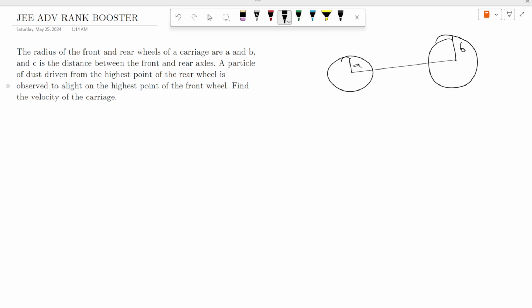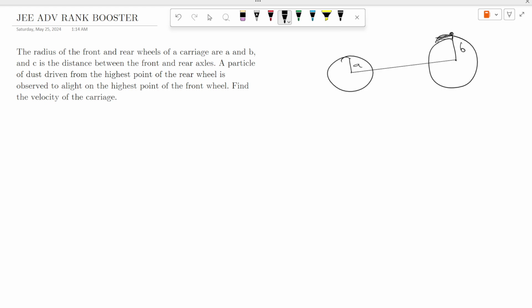A particle of dust driven from the highest point of the rear wheel is observed to alight on the highest point of the front wheel. Okay, so we did draw it right, because if we had drawn this circle smaller, then it wouldn't have been possible. So this needs to be bigger than this, right? So this is what we are working with right now.